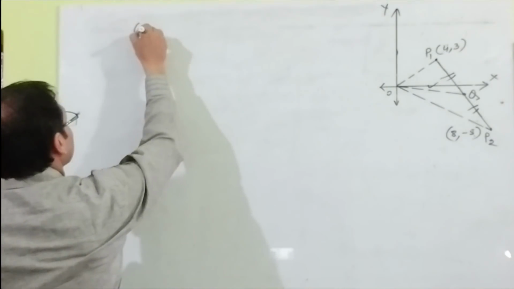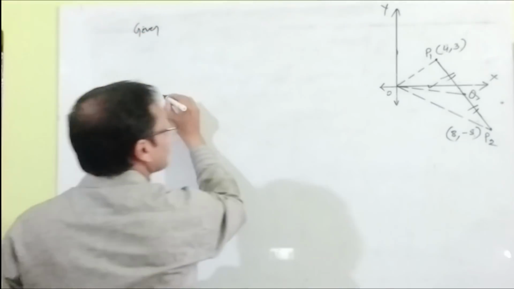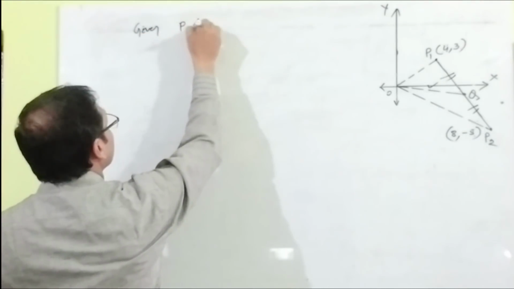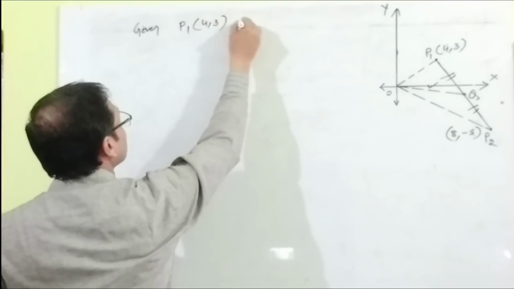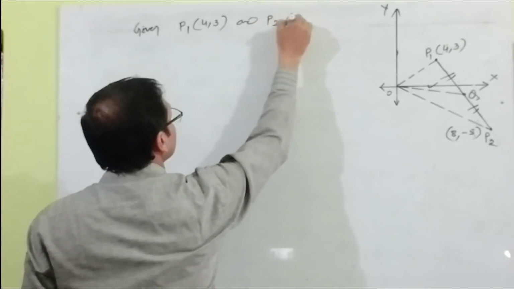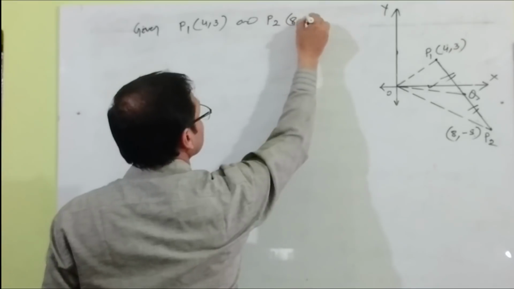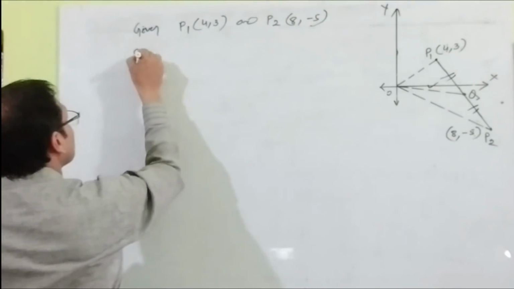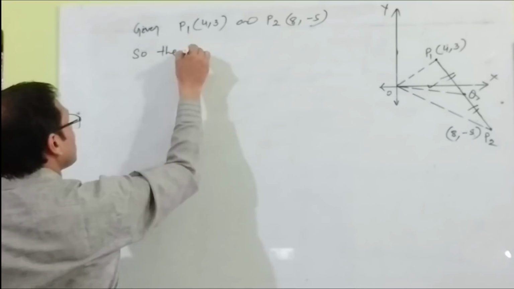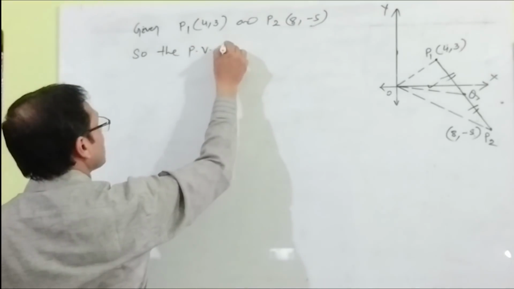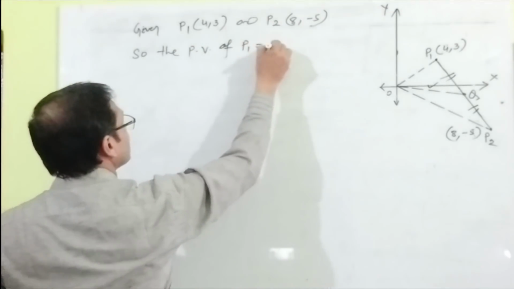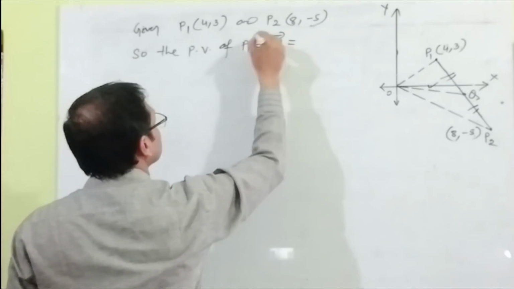That is given: P1 having the coordinates 4, 3 and P2 having the coordinates 8, minus 5. So the position vector you can write likewise: the position vector of P1 is equal to the OP1 vector, which is how much?